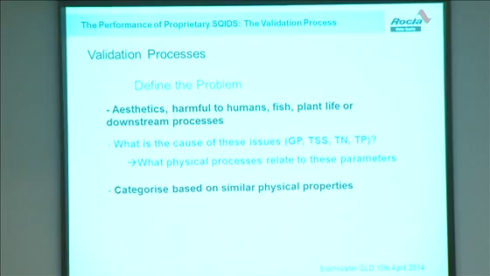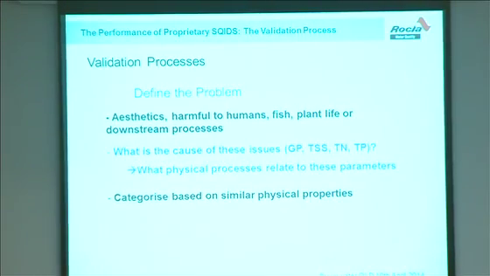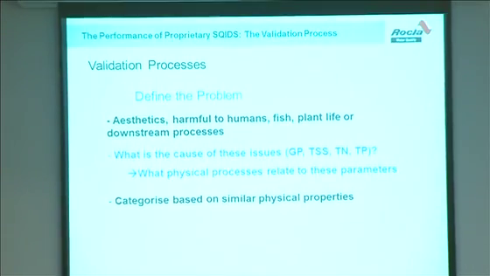Okay, so all this has been defined in Australian standards in a certain way, but we need to take that format and do some work ourselves. Define the problem. Aesthetics in a stormwater system, what are we trying to protect? The aesthetics, harm to humans, fish, plant life, downstream processes. Not every project is the same, they all have their own criteria, so we need to have a way of defining what it is you're trying to do and therefore have project-specific requirements. Having one size fits all is not going to work.